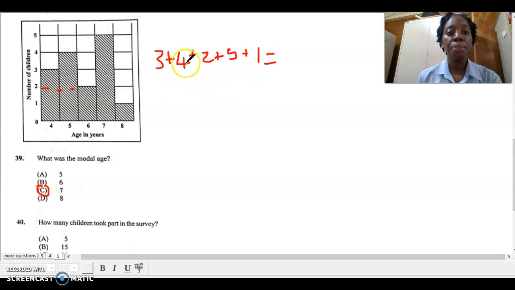Alright, so 3 plus 4 is 7. 7 plus 2 is 9. Alright, 9 plus 1 is 10 and 5 is 15. So therefore 15 children took part in the survey. So your answer is B.